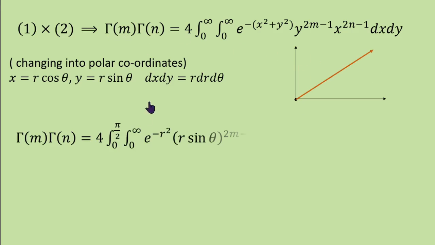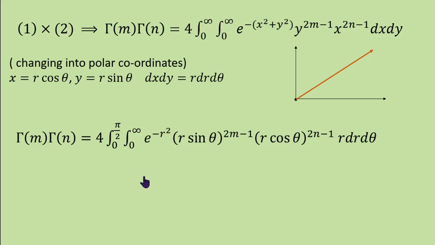Therefore, gamma m into gamma n is 4 times the integral for theta varying from 0 to pi by 2, r varying from 0 to infinity. e power minus x square plus y square is nothing but r square. y is nothing but r sin theta power 2m minus 1. x is r cos theta power 2n minus 1. dx dy is r dr d theta.